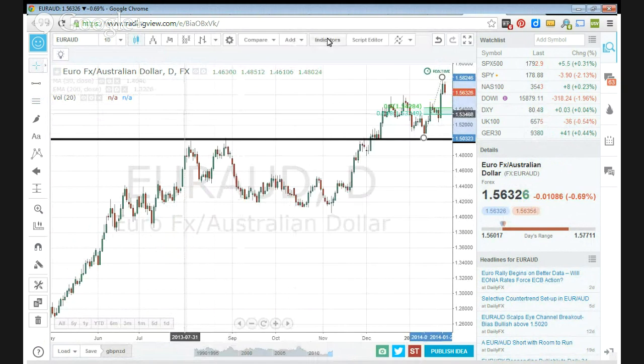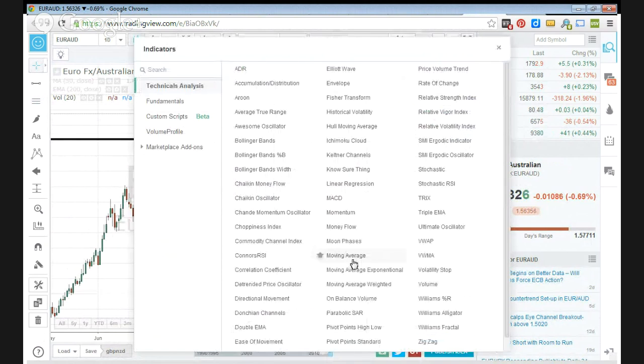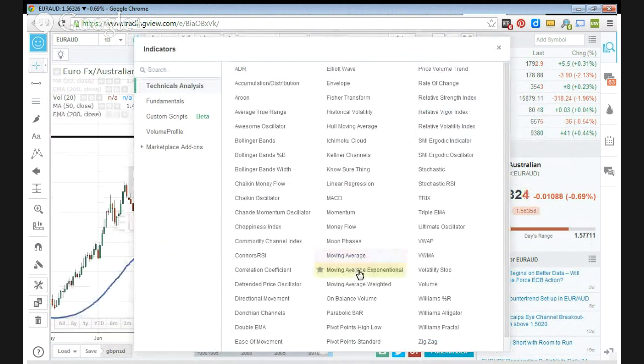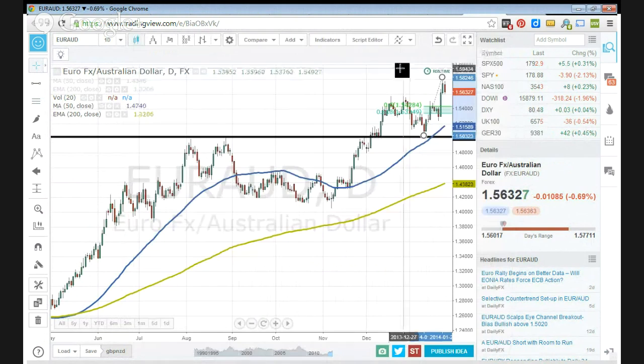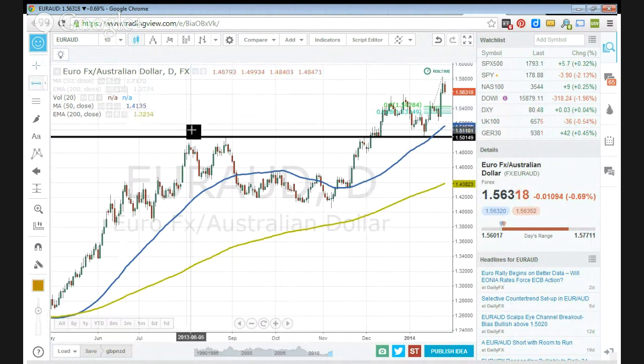And let's add our indicators, 50 simple moving average and the 200 exponential moving average. Okay. Yeah, I really would like to see a pullback to 50.30. We'll see if the 50 simple moving average can climb up a little bit. I may be interested in entering here.